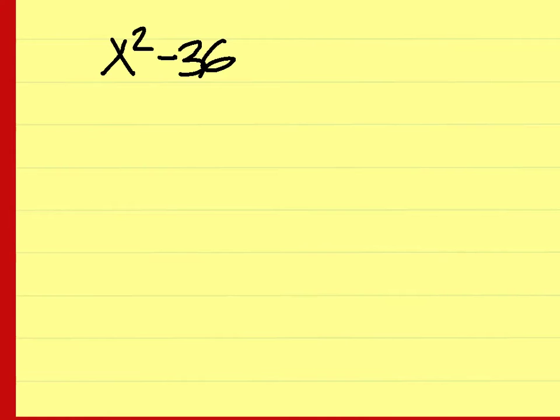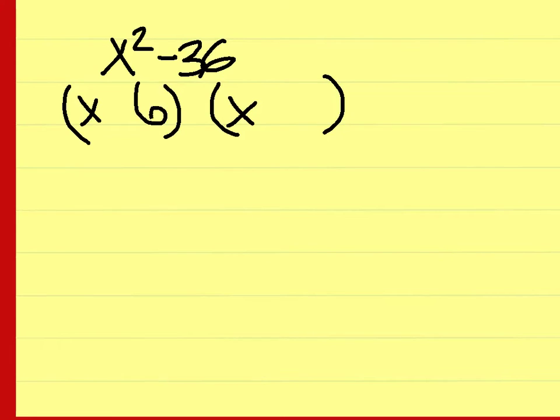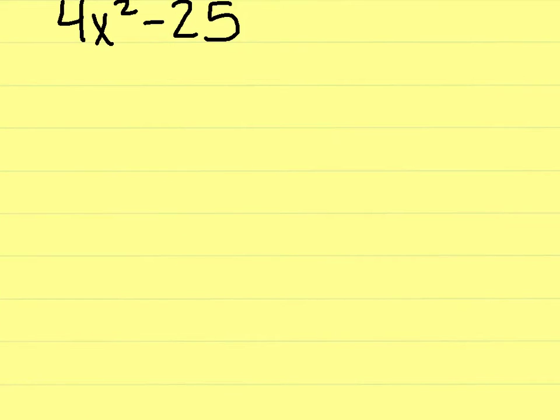X squared minus 36. What's the square root of x squared? X. Square root of 36. 6. One's minus, one's plus.